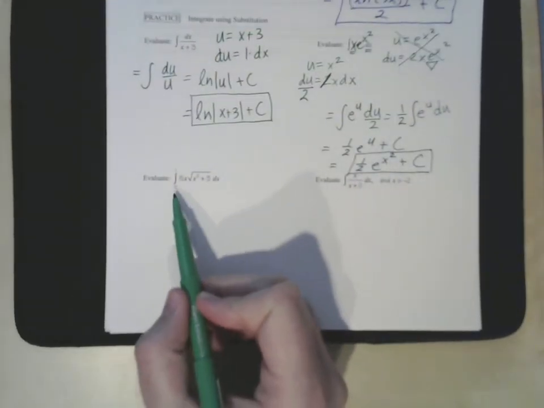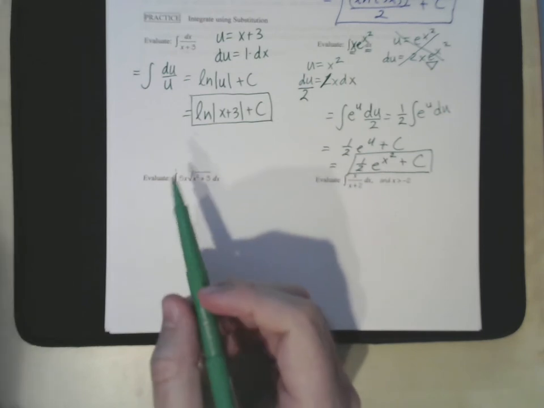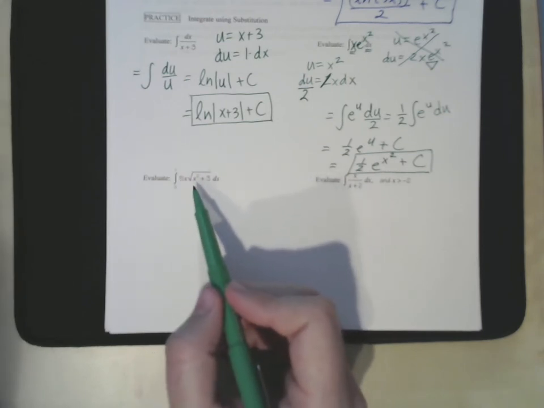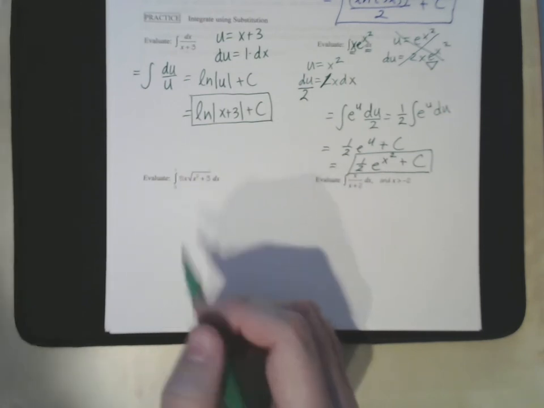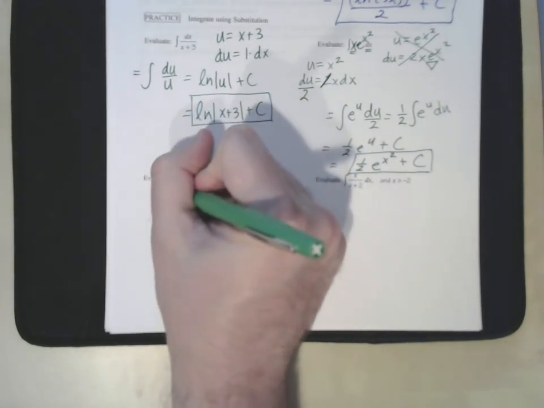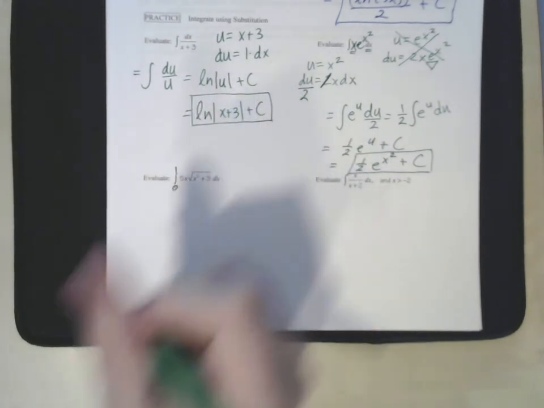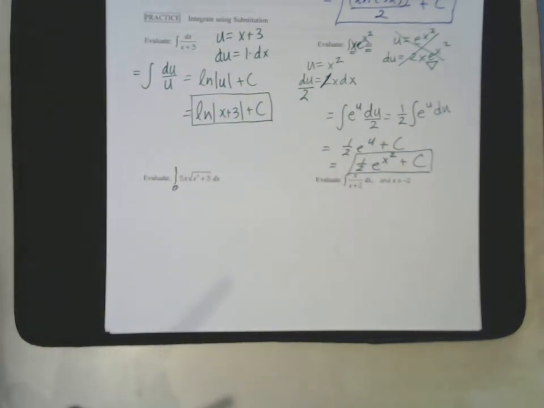Coming down here now, we have a definite integral. The integral from 0 to 1 of 5x square root of x squared plus 3. So this is here to show that we don't necessarily need to have an indefinite integral when we use substitution. It's a technique to find an antiderivative.